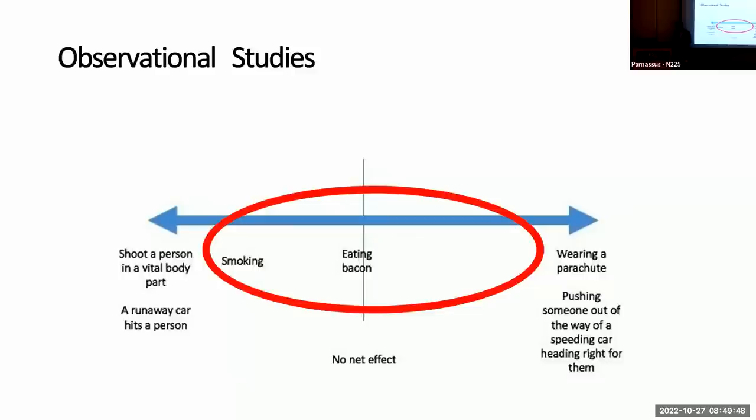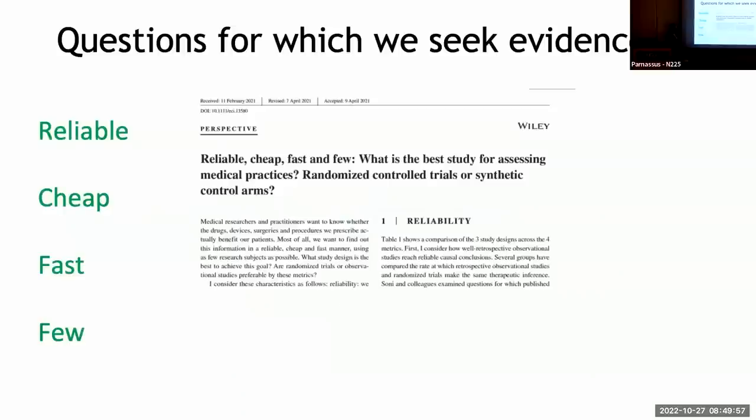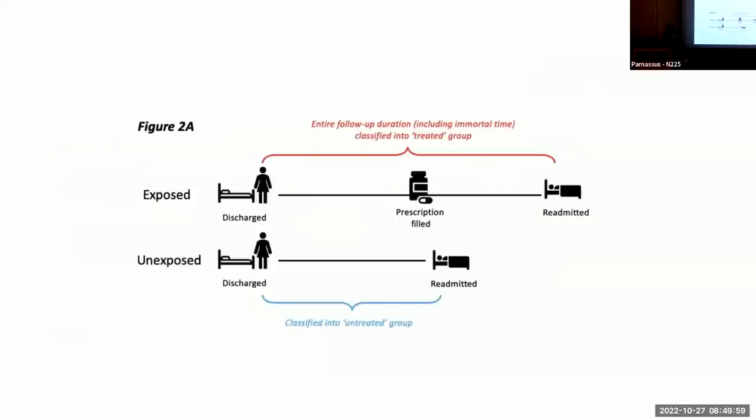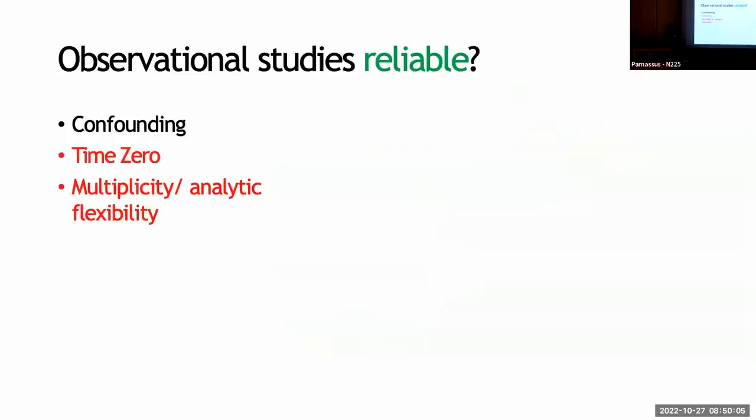And we have so many of them. When you get really close to the line, when you get to common exposures like nuts, you're going to get a big problem. So for the sake of time, I'll just explain one of the classic problems. I won't do time zero, but it's a big problem. Well, maybe I will. Are observational studies reliable? One, people always say, why is the observational study not reliable? They always say confounding. There's some other variable that is influencing the outcome that's associated with the exposure.